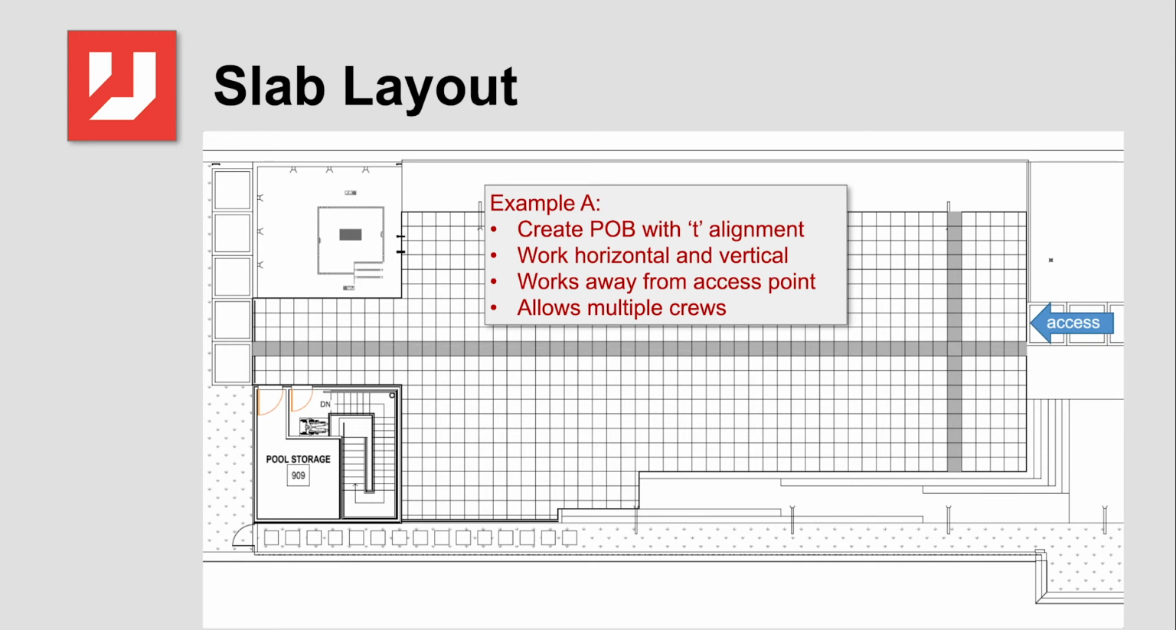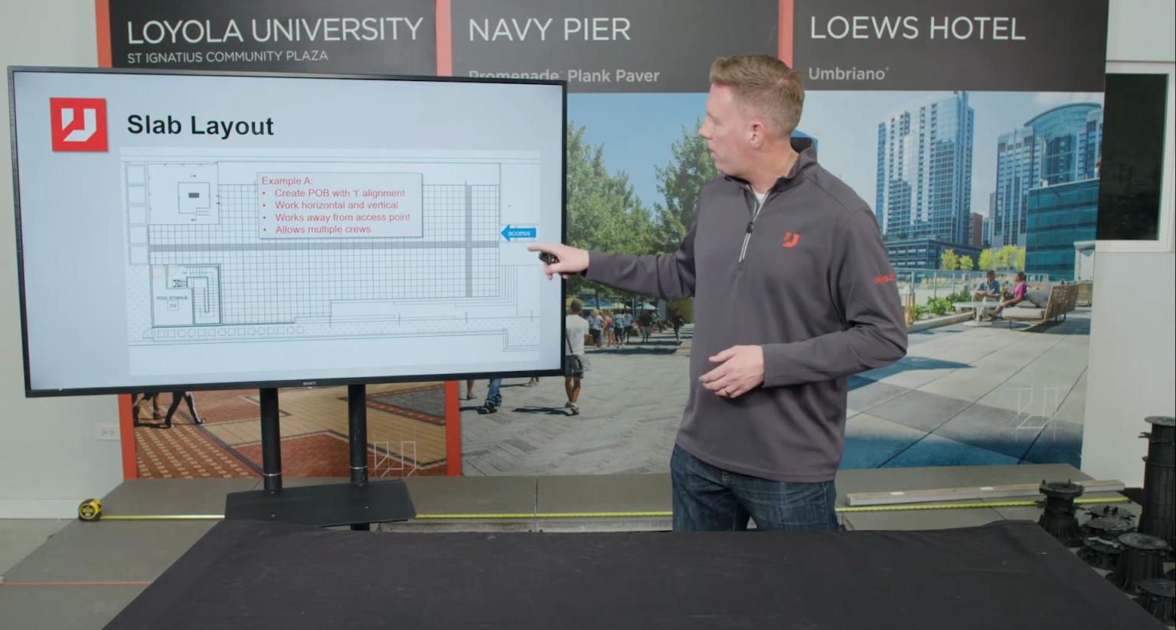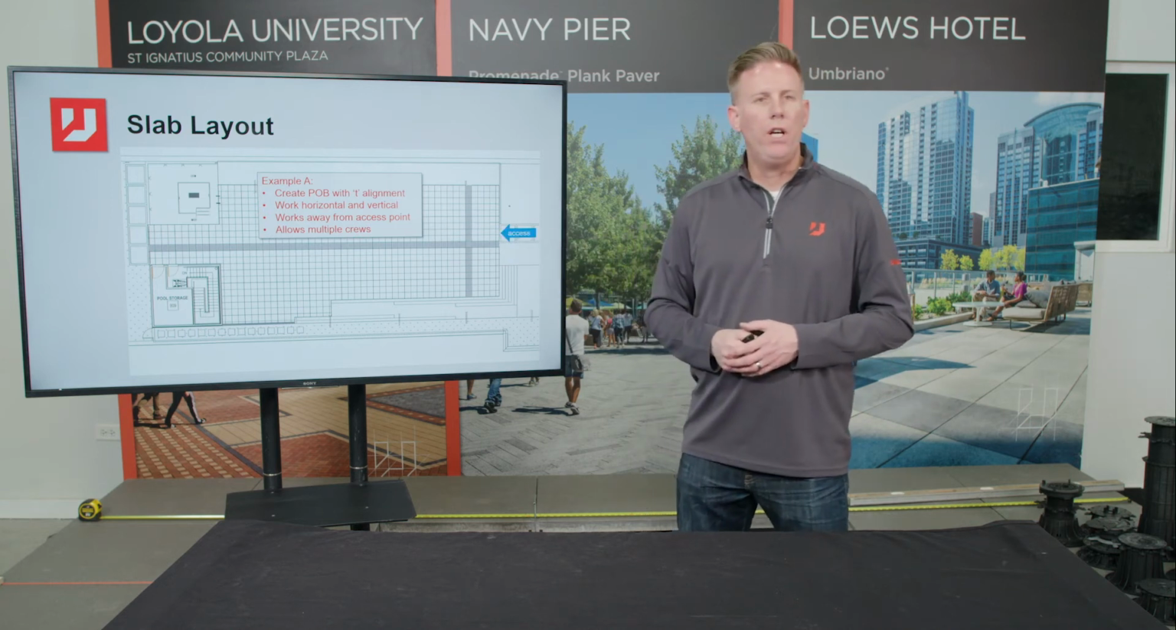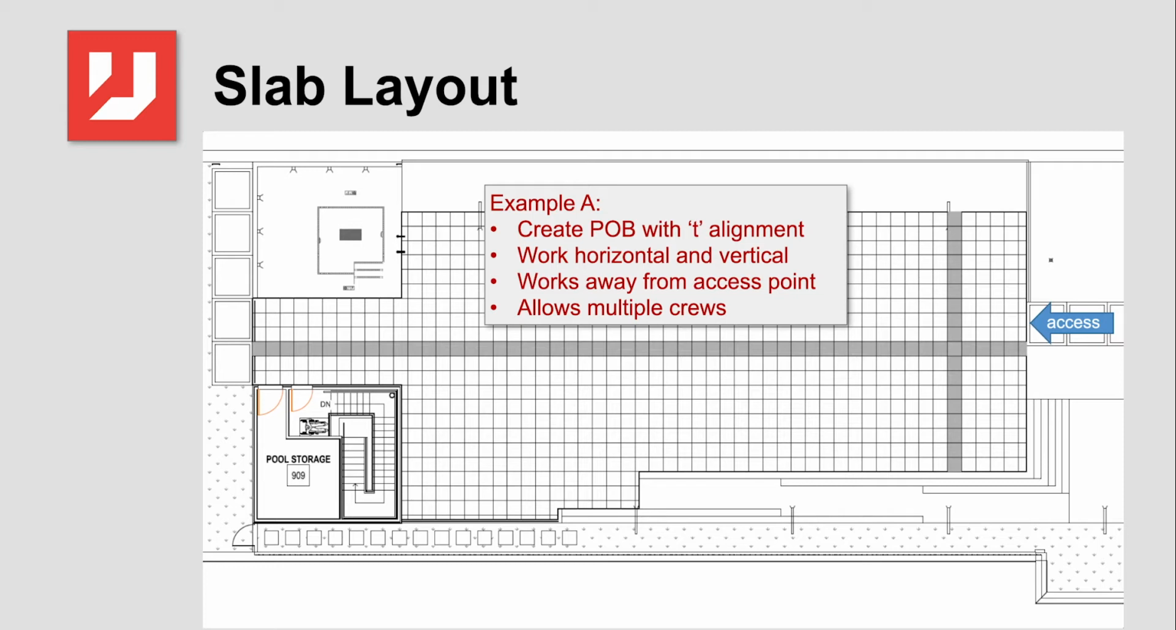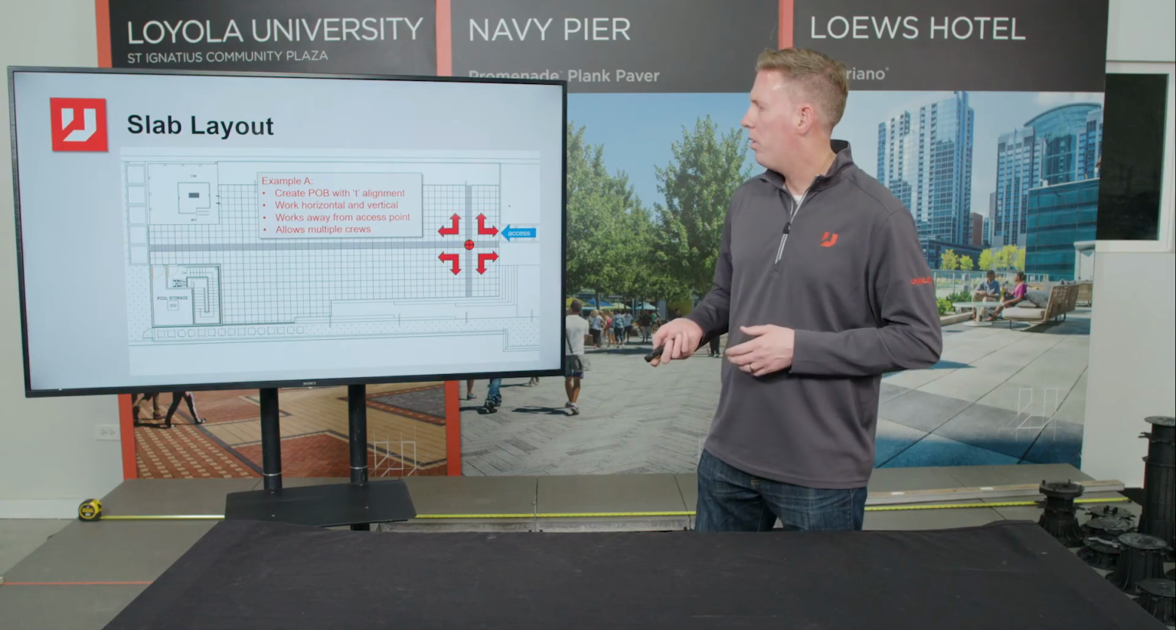A better way to think about your installation would be to do what we call a T alignment. So you put your first two lines out there, kind of in the center of the design. That will allow you to actually work in multiple directions. So your point of beginning is going to be here. You can actually work in 4 different directions and speed up that installation. So instead of having one crew on the job site, you could potentially have 2, 3, or 4 out there working at the same time to help speed up that installation. Less time on the job site is going to be much more beneficial.